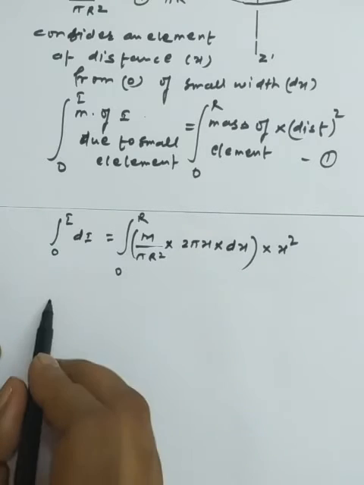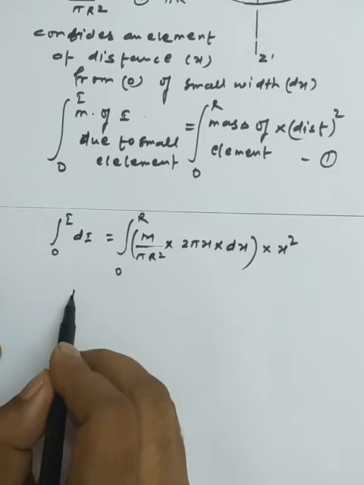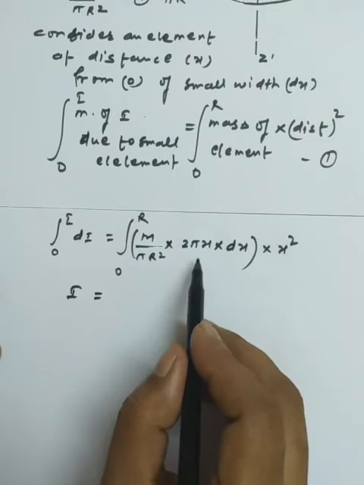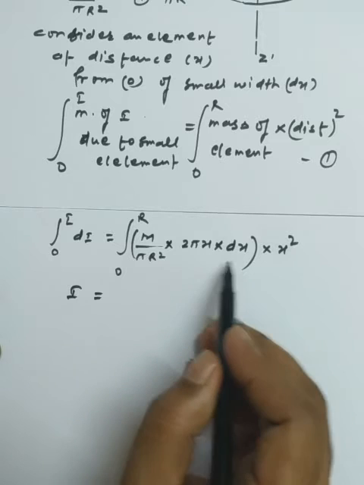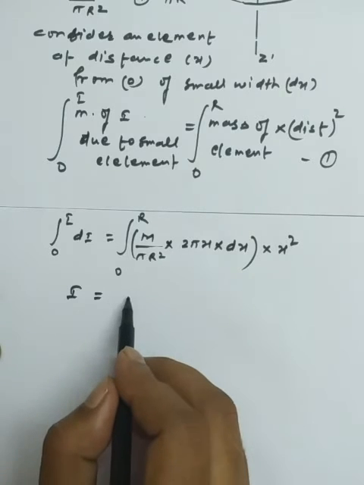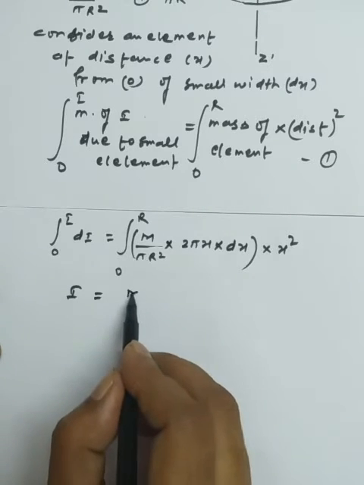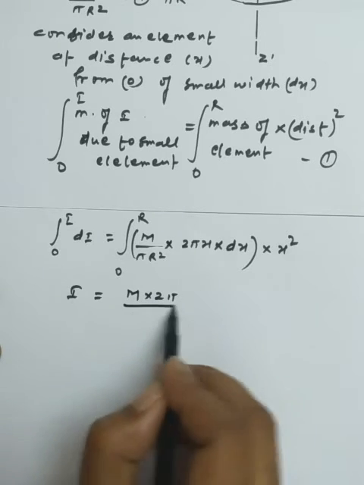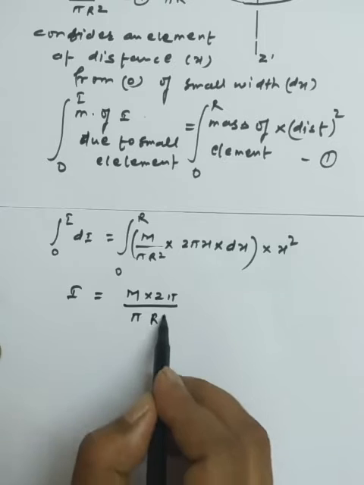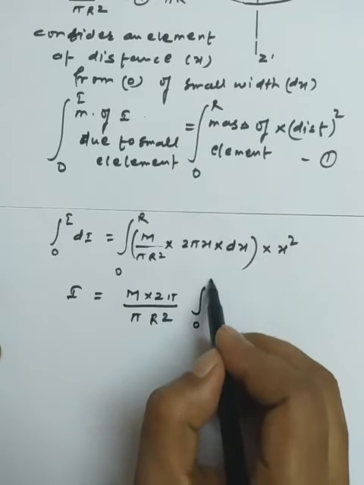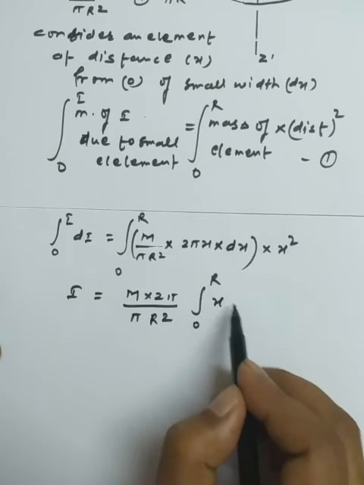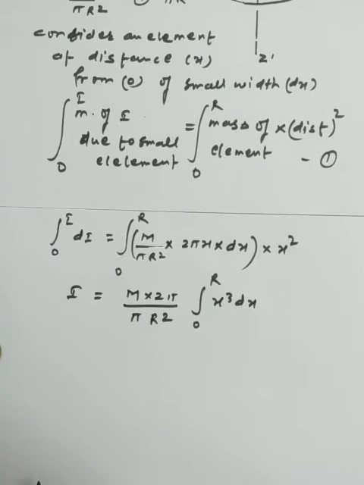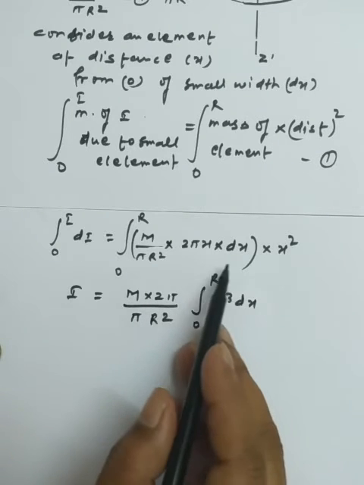Now this is the integral we should solve. So I am getting the moment of inertia I on the left hand side, and on the right hand side I have to apply the integral with respect to x. So I am keeping all the things outside: m, 2 pi, as well as pi r square. Inside the integral I have only x raised to cube and dx. So this is the general integral which we have formed on behalf of the mass of the element.